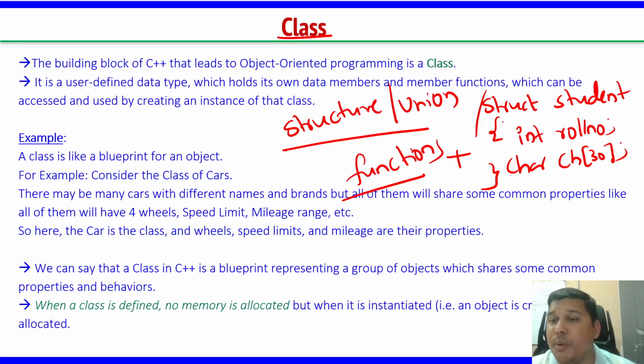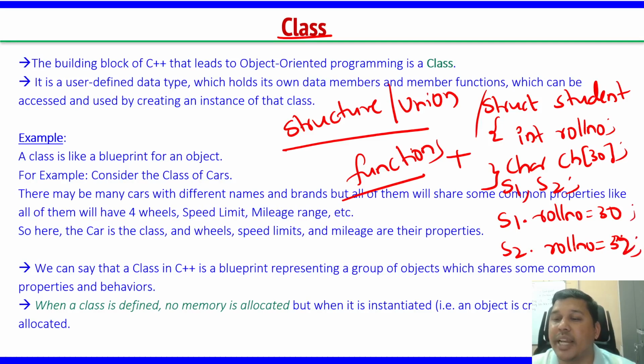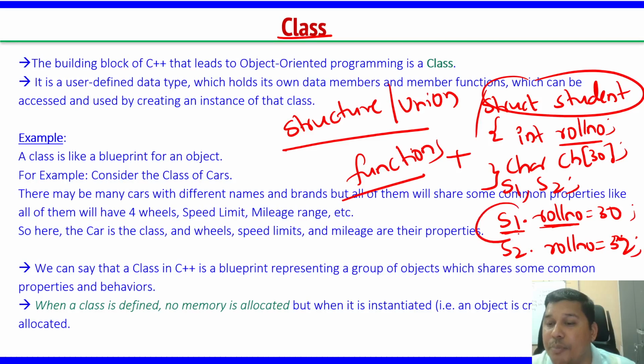If you remember, for this structure, if I create variables s1 and s2, we give s1 dot roll number equal to 30, and s2 dot roll number equal to 32. So s1 is a structure variable. We use the dot operator to access the member variable. This roll number is a variable of this structure student. To access that, I'm using the object or the variable with the dot operator. The same concept is used here.